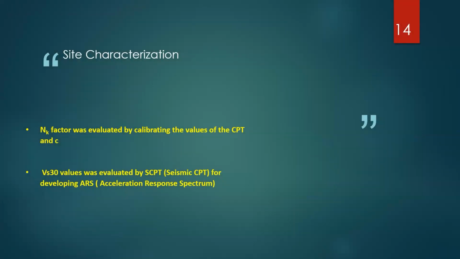I want to talk quickly about site characterization rather than site investigation. That's another element here. Like any other project, you have to come up with your Nk factor, and I don't want to get into the detail of that. But basically, the Nk factor for CPT was evaluated by calibrating the values of the CPT and shear strength and cohesion. That happened by performing triaxial tests for cohesive soils, which was required. Due to the abundance of CPT data, as you can imagine on this project in the hundreds, we could get a nice picture of where the Nk factors are and apply that to design our foundations. The other thing was the Vs30, which is the shear wave velocity in the upper 30 meters. I'm sure those of you who get involved with seismic design are quite familiar with that. We used that directly by using seismic cone penetration tests, seismic CPT or SCPT, for developing the ARS, which is the acceleration response spectrum that you need to design your bridges.